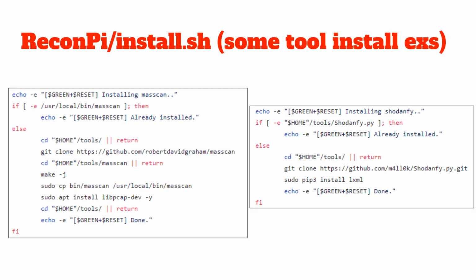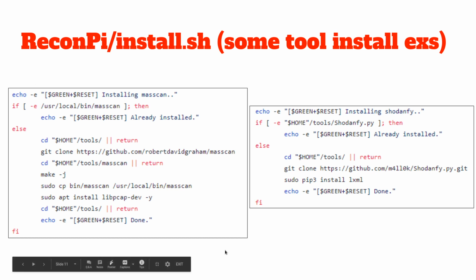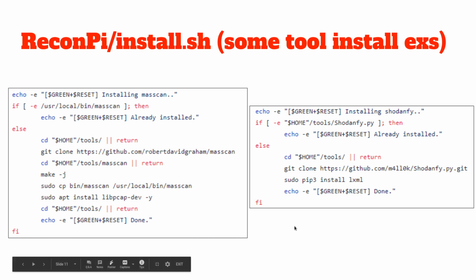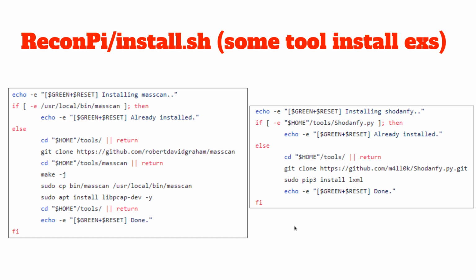A couple of more specific tool installation examples. So on the left is installing Rob Graham's masscan tool, which is a really, really fast port scanner. It just grabs it from GitHub and then makes it, and that's kind of it, along with the dependencies. It's neat the way they use masscan here.